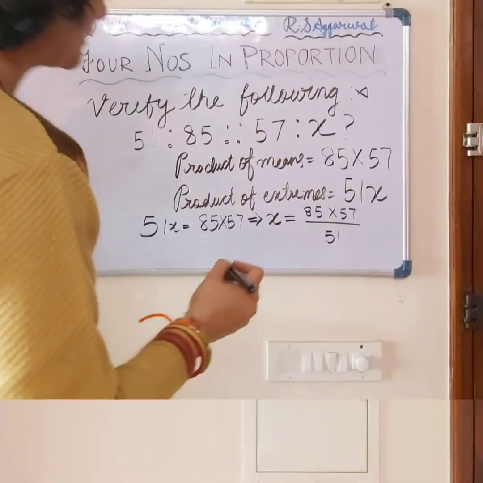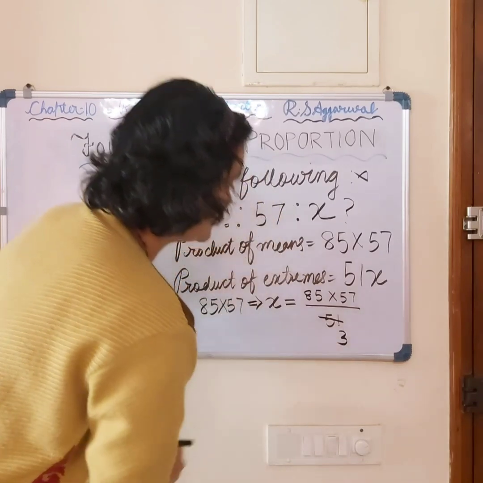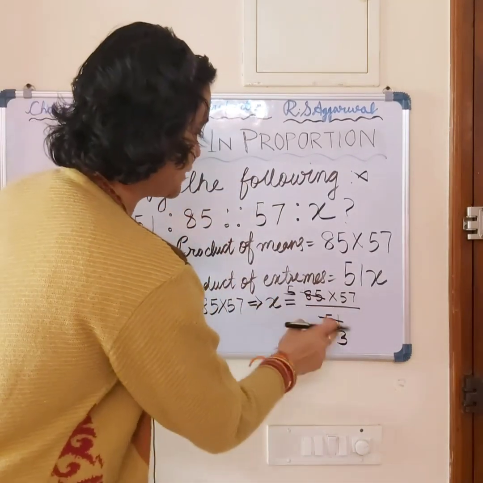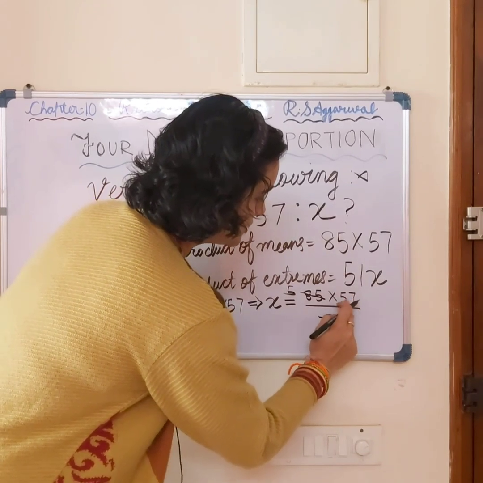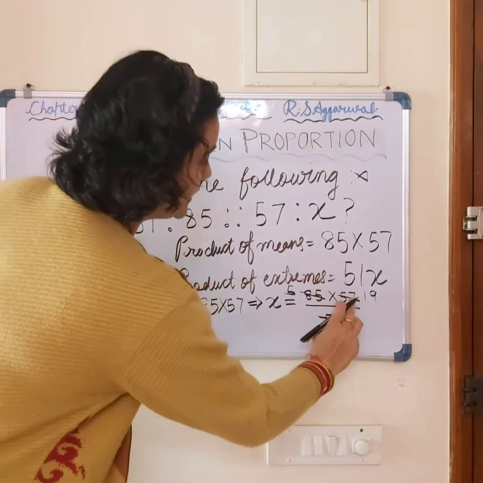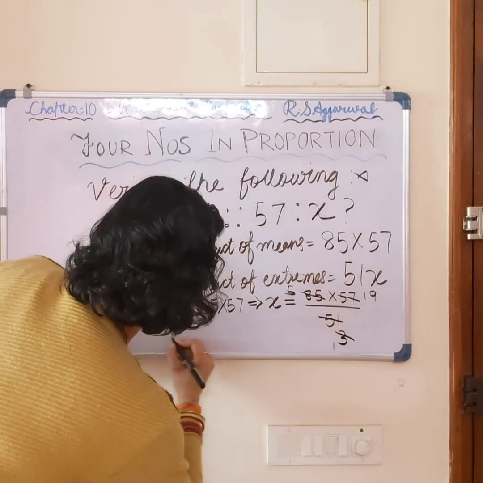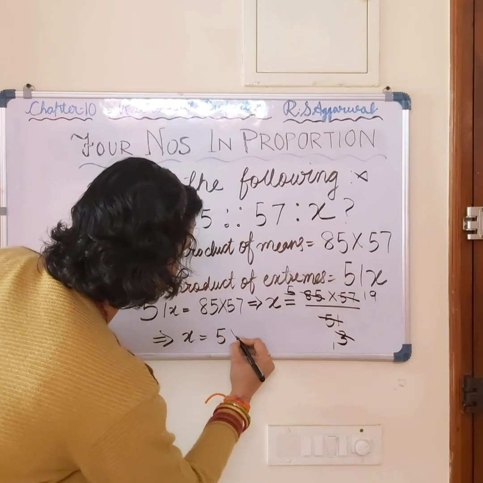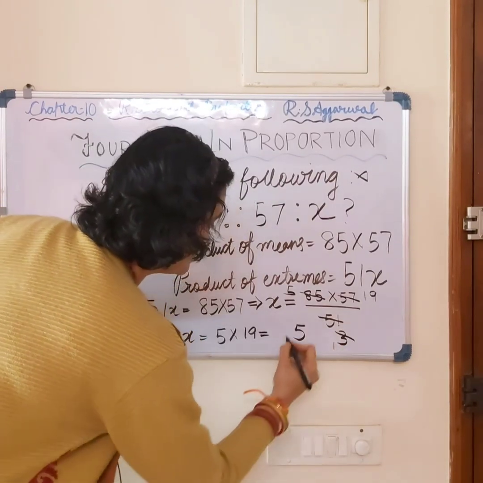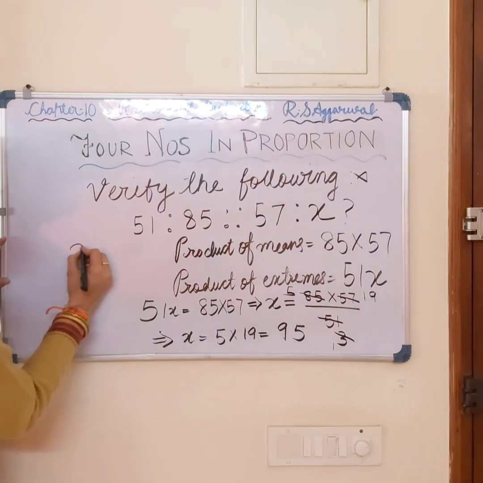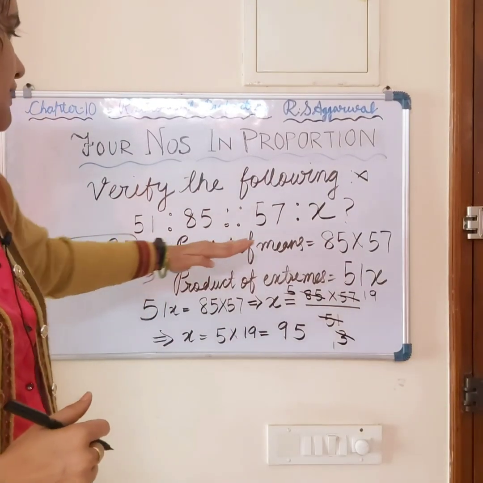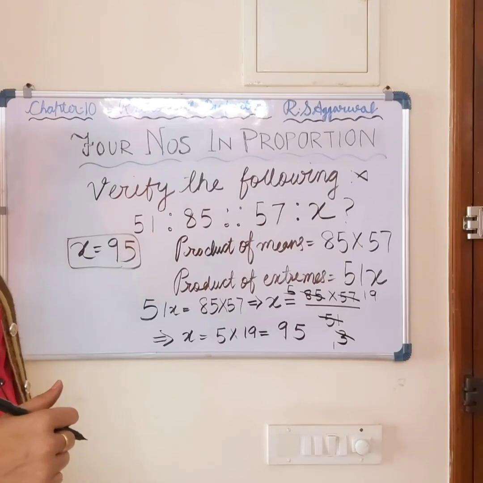Now you can see back to the problem. Here 17 3s are 51, right? And then 17 5s are 85. So I remove the 17 common factor. Now here I can see 3 here, here also there is 3. 3 ones are 3, then this becomes 19. 3 ones are 3, then 3 nines are 27. So finally x is equal to how much? 5 into 19. 5 nines are 45, so I have 95. So finally we get x equal to 95. So this is also one kind of question where we need to use product of means equal to product of extremes. Alright.